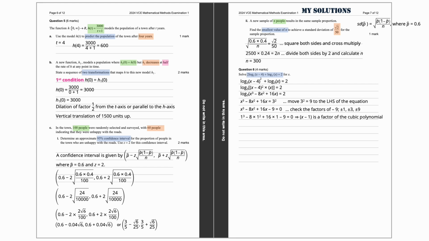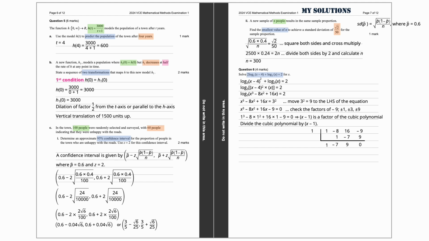We are now going to divide the cubic polynomial by x minus 1 using synthetic division. So first we drop down the coefficient of x cubed, which is 1. 1 times 1 equals 1. Negative 8 plus 1 equals negative 7. 1 times negative 7 equals negative 7. 16 minus 7 is 9. And then we have 1 times 9 is 9. Negative 9 plus 9 equals 0.